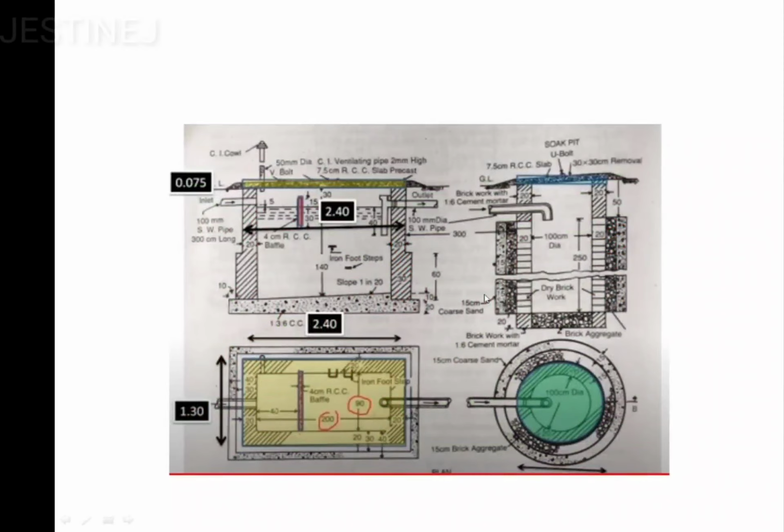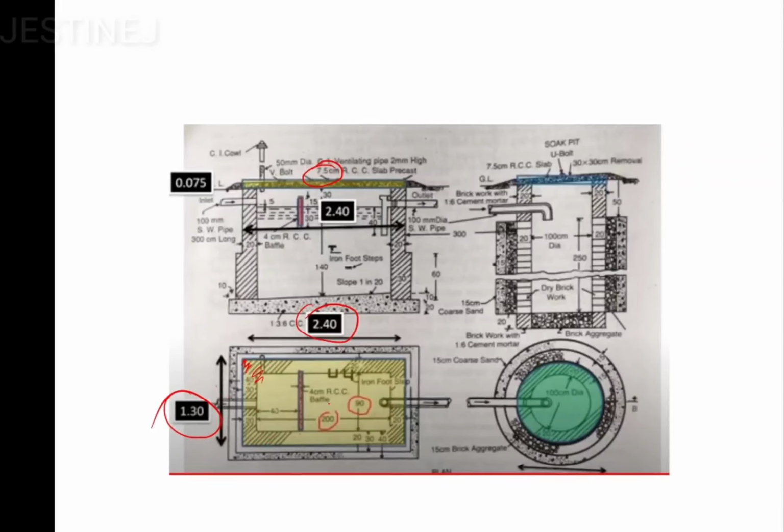For the RCC slab value, the thickness is provided in this question, it is mentioned as 7.5 centimeter, that is 0.075. Then the length is going to be 2.4. Actually, this 200 plus this much portion only we are going to cover, that is 2.4. And the breadth is going to be 90 plus 20 and 20. So 90 plus 20 plus 20, you will get 130 centimeter or 1.3 meter.